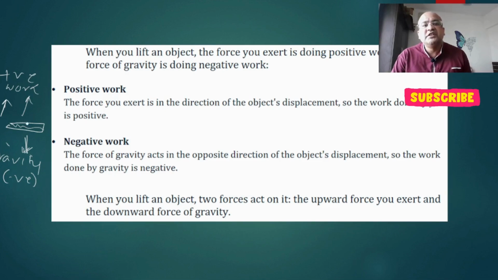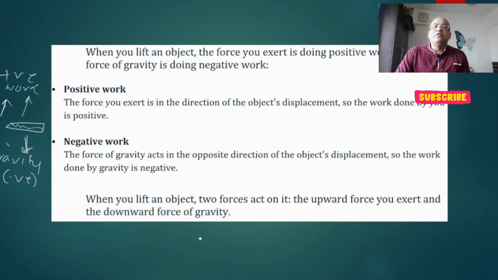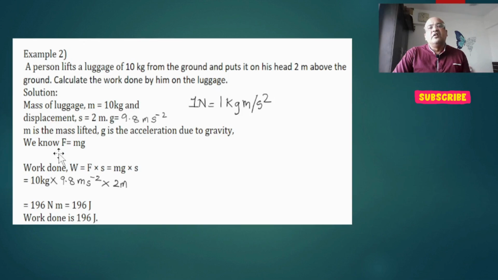So in this situation, when the book is lifted up by you, the force is applied and the displacement is in the same direction, so the work done by you is positive work. At the same time, gravity is also there, pushing the book down in the opposite direction, so the work done by gravity is negative. So when you lift an object, two forces act on it: the upward force exerted by you and the downward force exerted by gravity. So in the same situation, you see a positive and a negative work.